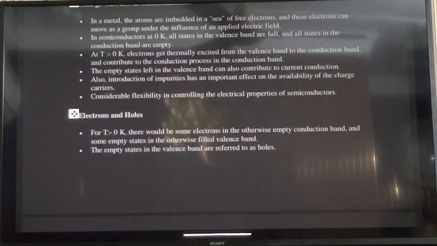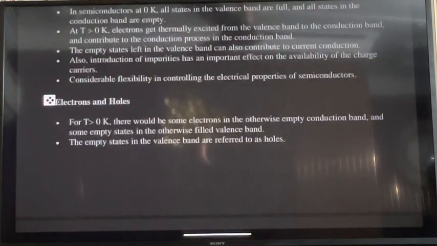However, at T greater than 0 Kelvin, the electrons get thermally excited to the conduction band, and what happens is the current starts to flow when an applied electric field is present. However, what is not immediately obvious but also exists is the fact that the empty states in the valence band may and often do also contribute in the flow of current.